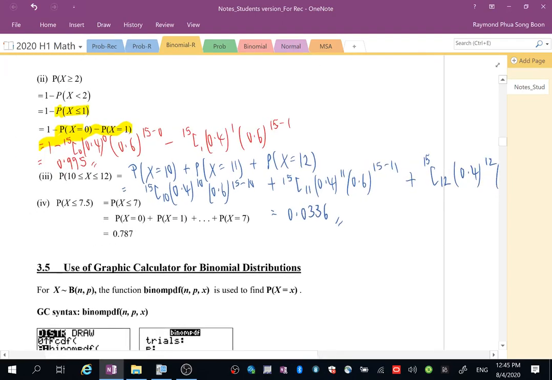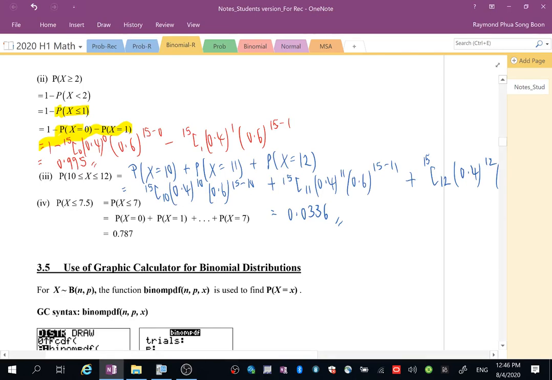Okay, let's look at part 4. In part 4, you're asked to find the probability that at most half of them survive. So we know that the total number of trials, or total number of patients, is 15. So half of 15 will be 7.5. So probability x less than or equal to 7.5.